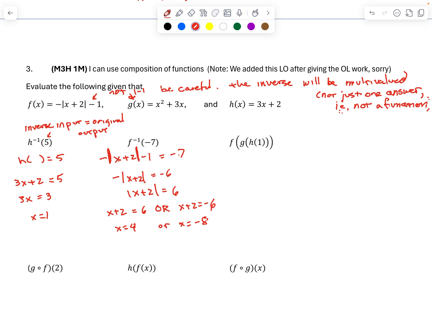F of g of h of 1, we need to figure out h of 1. Let's see, h is 3x plus 2. Then we have to figure out g of 5. 25 plus 15 is 40. So we're looking at f of 40.